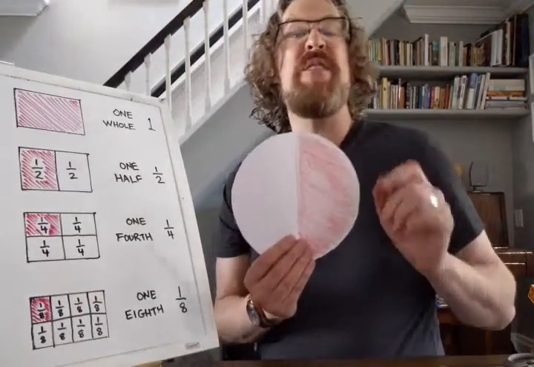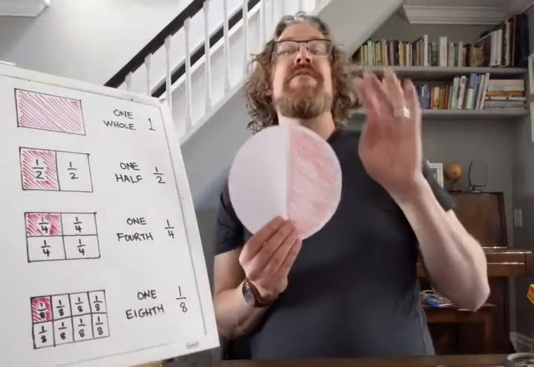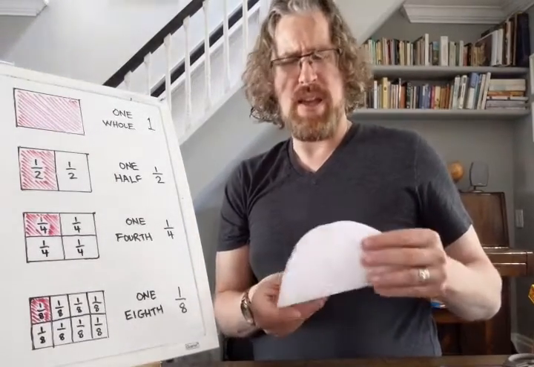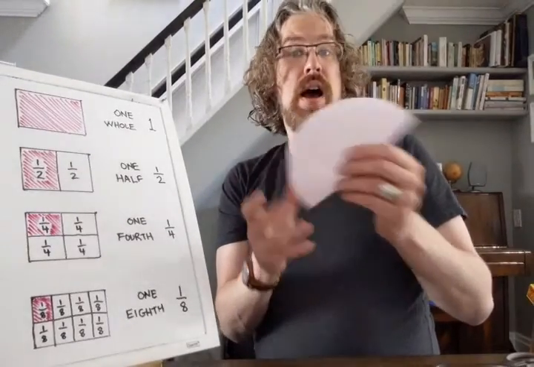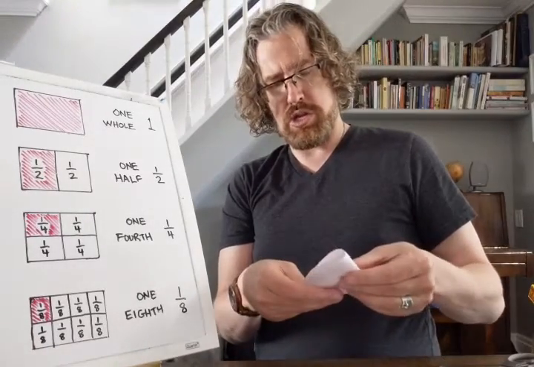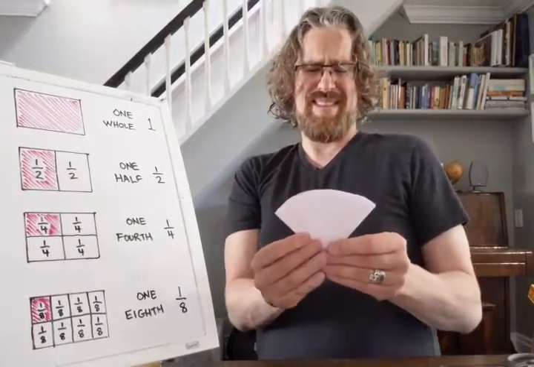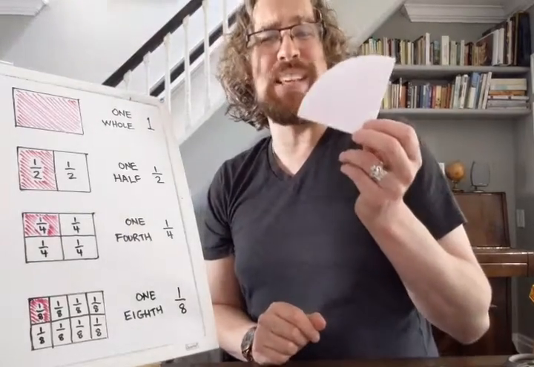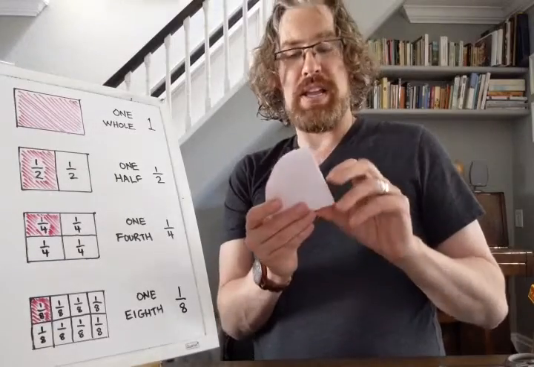Now, let's try and make fourths, just like we did with the rectangle. How can we fold our circle so that it is in 4 equal parts? Well, folding it one time made 2 parts. Let's try folding it again to see if it makes 4 parts. Hey, this kind of looks like a slice of pizza. Let's unfold it to see if it made 4 equal parts.